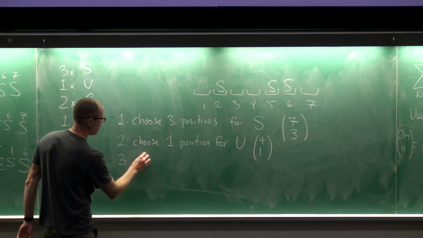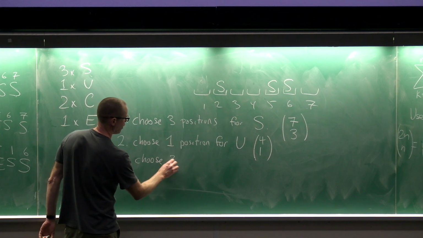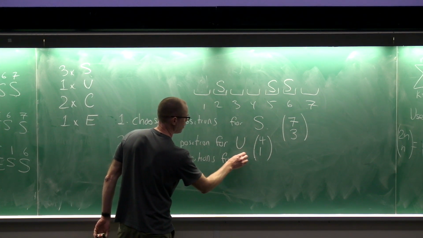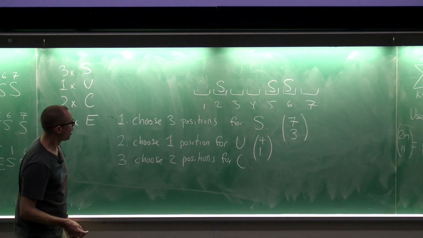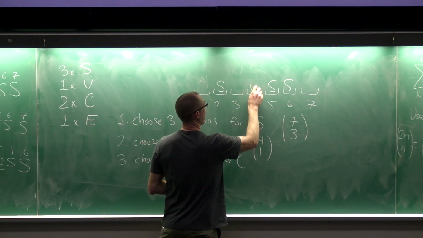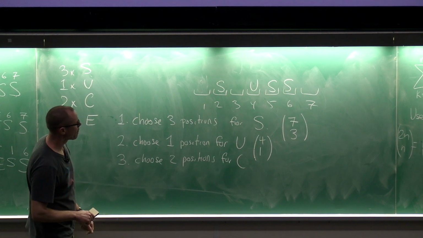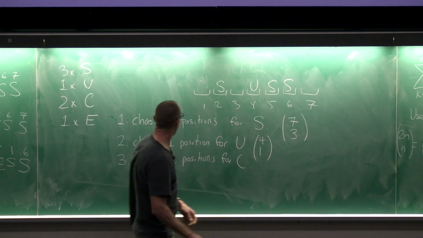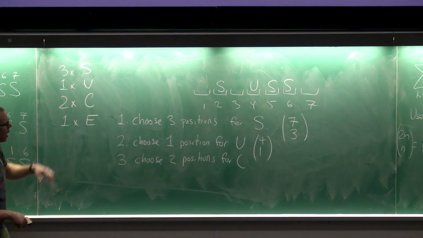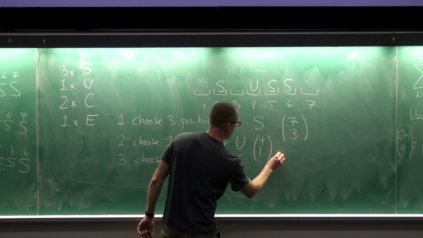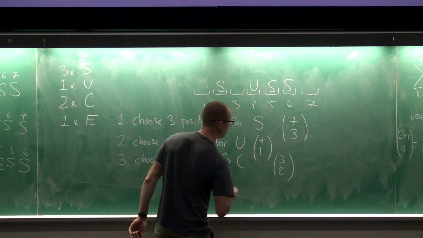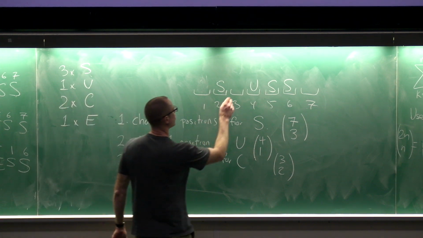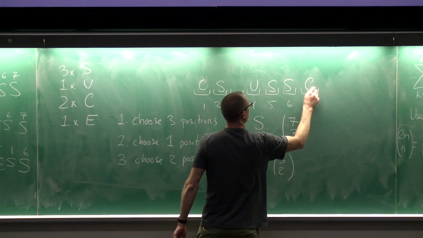Choose 2 positions for C. Choose 2 positions for C, and how many ways are there to do that? Pick 2 out of 3. So right now, if we place the U, like we did in step 2, what's left? There's 1, 2, 3 places left, and I have 2 C's to put in there. So that's going to be 3 choose 2. Let's place those. Maybe we do C and C.